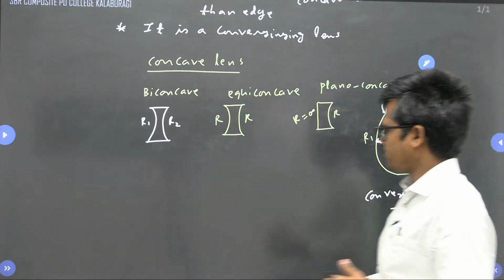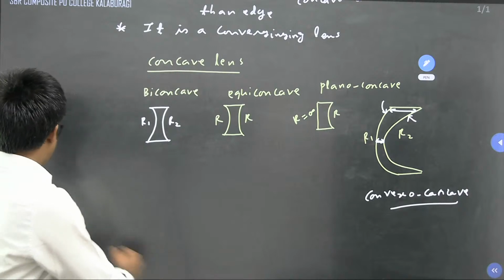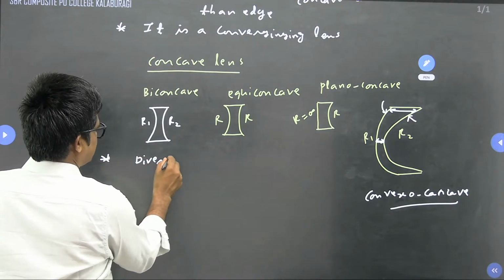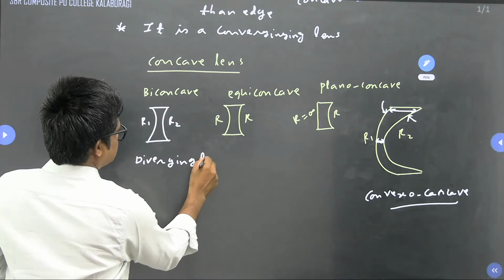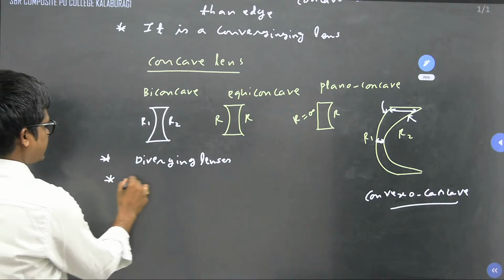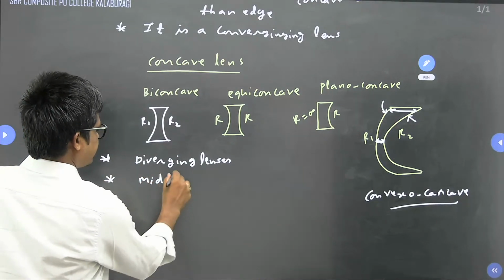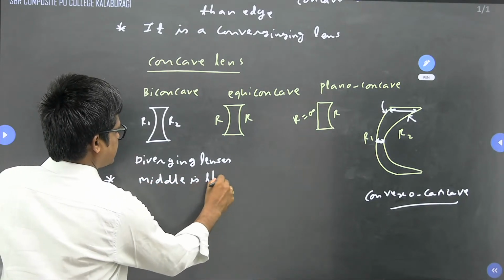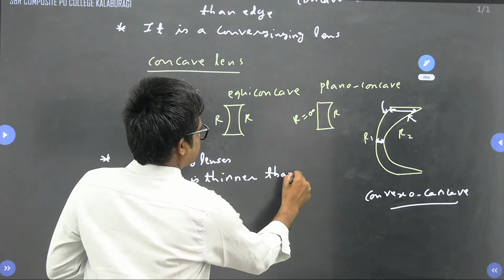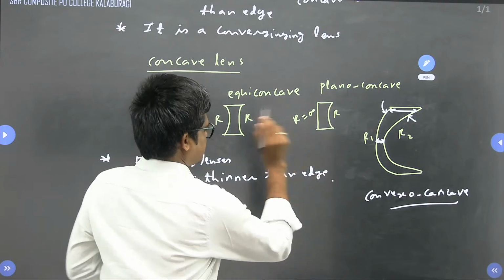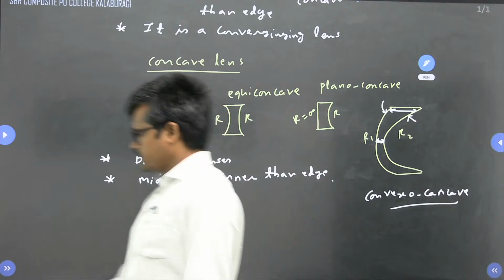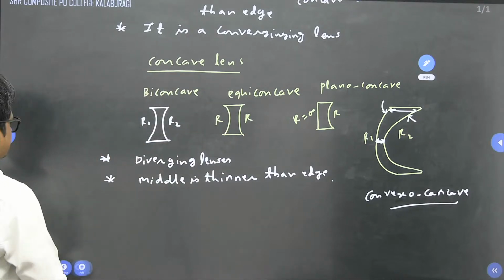Got my point? Okay, now let us move on. Which type of lens is this? They are diverging lenses, right or not? Here the middle is thinner than the edge. Middle is thinner than edge. Got my point? Okay, now we'll go to the next concept.